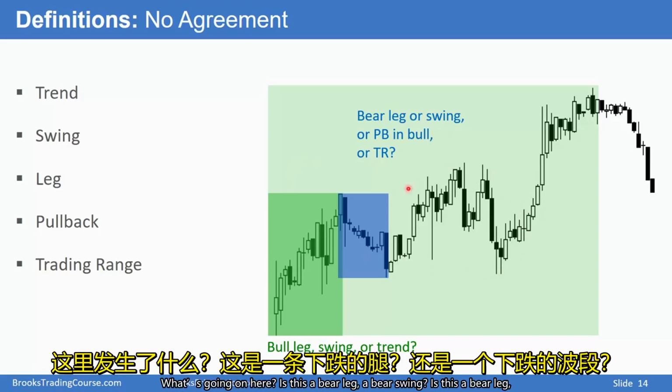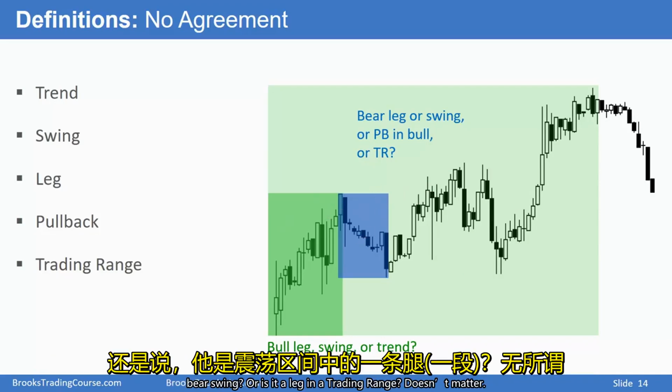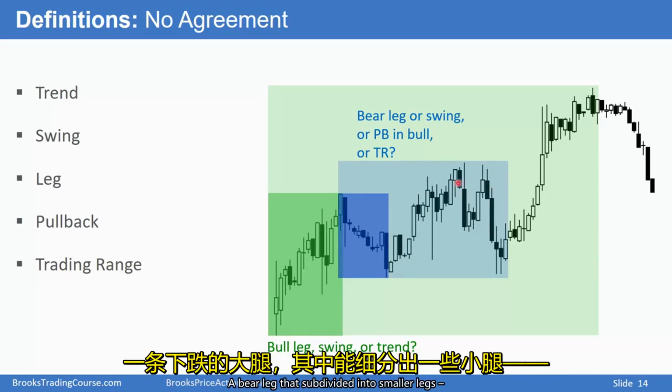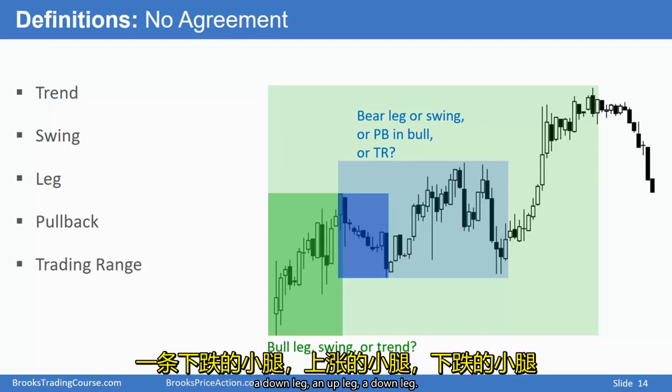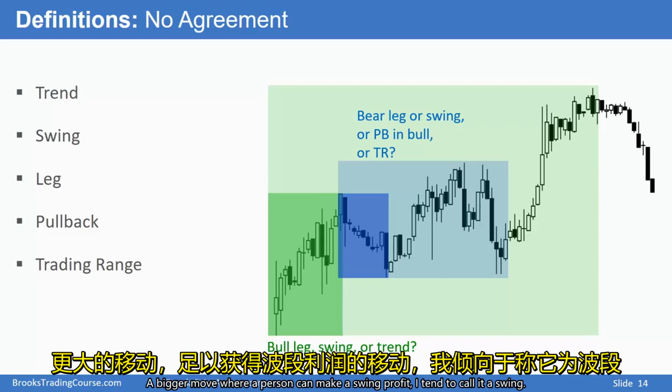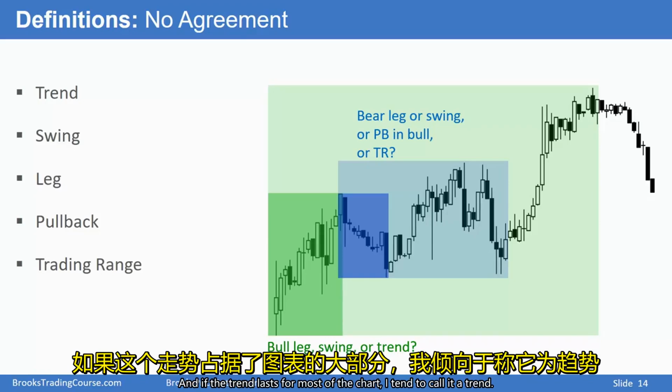What's going on here? Is this a bear leg, a bear swing? Is this a bear leg, bear swing? Or is it a leg in a trading range? Doesn't matter. I call this a trading range. I would call that a bear leg, a bull leg, a bear leg that subdivided into smaller legs: down leg and up leg and down leg. So in general, any small move I tend to call a leg. A bigger move where a person can make a swing profit, I tend to call a swing. And if the trend lasts for most of the chart, I tend to call it a trend.